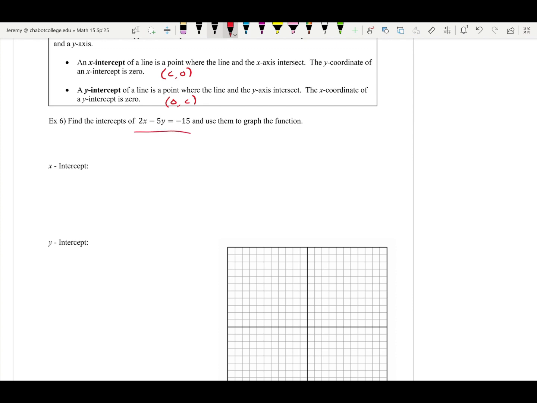We want to find the intercepts of this linear function, 2x minus 5y equals negative 15. This is the graph. This does have a graph which is a line. I know it's not in the form y equals mx plus b. It's not always going to be given in that form. So here we're going to work with the standard form of this line. Let's find the x-intercept. To find the x-intercept, we want to set y equal to 0 and solve for x.